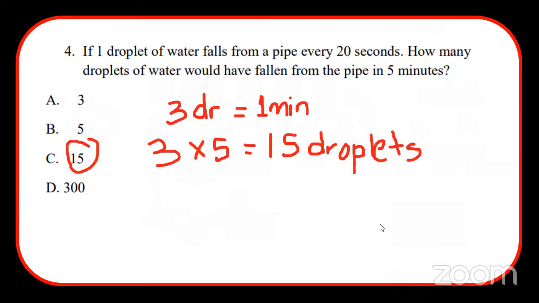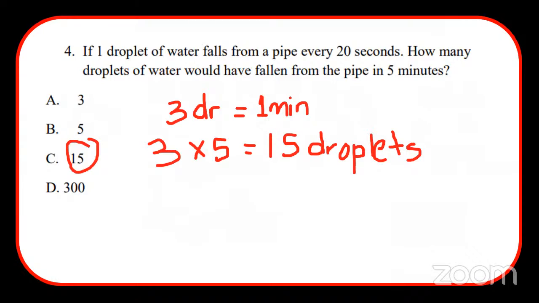Okay, all right, so someone asked that I explain more. So I'm just going to explain based on what we have. If 1 drop of water falls from the pipe every 20 seconds, and we have 60 seconds in 1 minute, it therefore means that we have 3 drops of water falling from the pipe in 1 minute, because 60 seconds is made up of 3 20 seconds, right? 20 seconds plus 20 seconds plus 20 seconds, giving us 60 seconds. So for 1 minute, there are 3 drops of water.